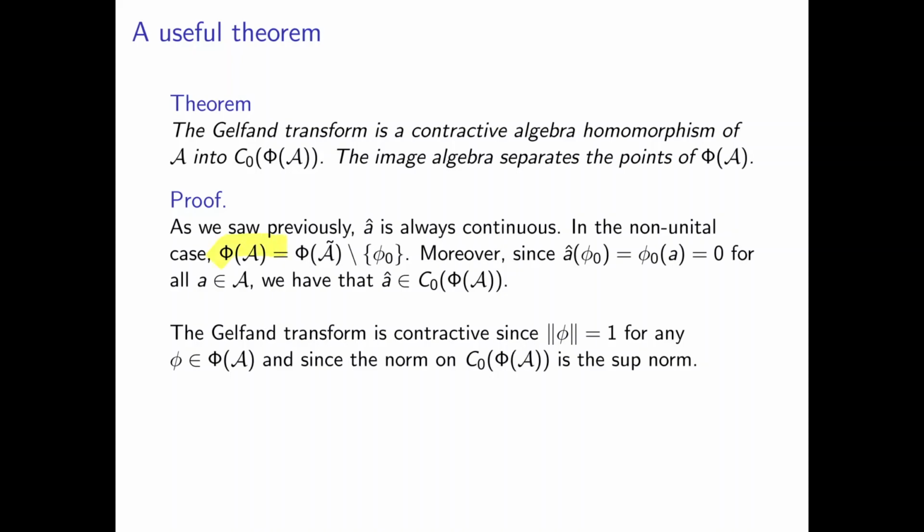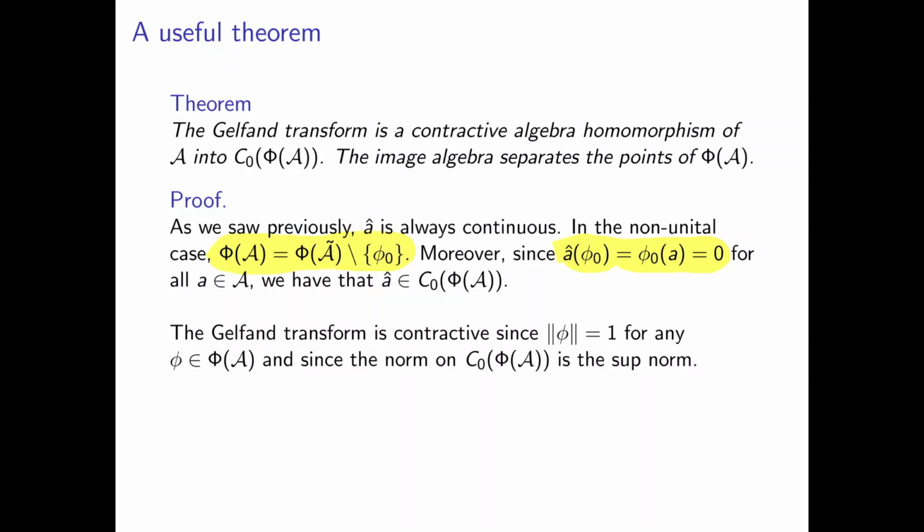So we note this canonical homomorphism between the set of characters on A and the set of characters on A tilde minus this character phi 0. Moreover, we noted that if a is in the algebra A, then it lies in the kernel of phi 0. So then a hat of phi 0 is equal to phi 0 of a, which is just equal to 0 for every a in the algebra.